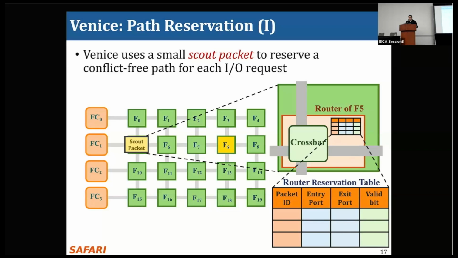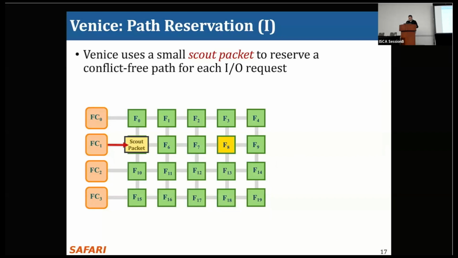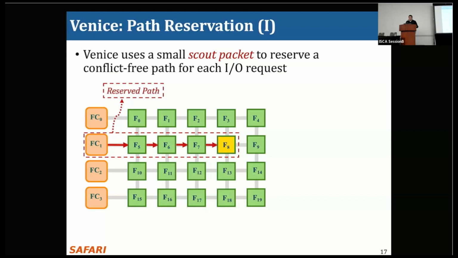adds an entry into its router reservation table to reserve the links used by the scout packet. This process happens for every flash node that the scout packet traverses through. The scout packet continues and reaches the destination node, and when it does, it returns to the flash controller to confirm the path reservation process. This reserved path can now be utilized by the I/O request for conflict-free data transfer or command transfer.